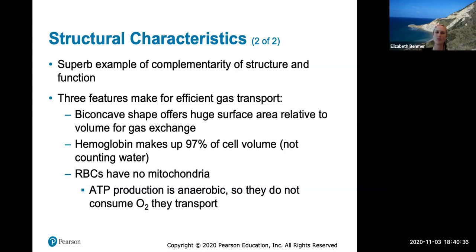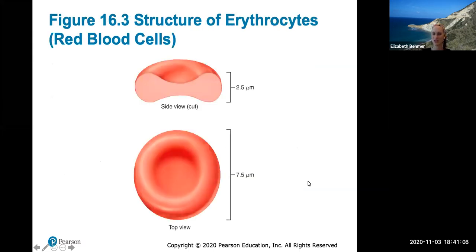They're a superb example of complementarity of structure and function, and that just describes how its structure is completely related to its function. So the biconcave shape gives it more surface area. Hemoglobin makes up 97% of the cell volume. Red blood cells have no mitochondria, so ATP production is anaerobic, so they don't need to consume the oxygen they transport, and that's really important. So your red blood cells can function anaerobically, so they don't need to consume any of the oxygen that they're transporting. So here's a look. You can see this biconcave shape. That means there's an indentation on both sides. That gives it more surface area.